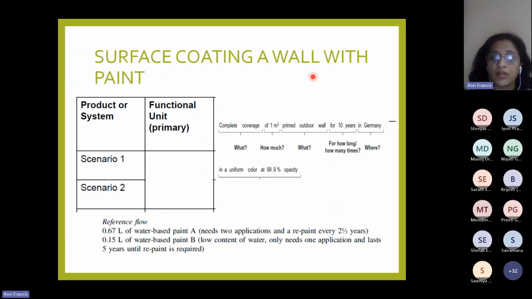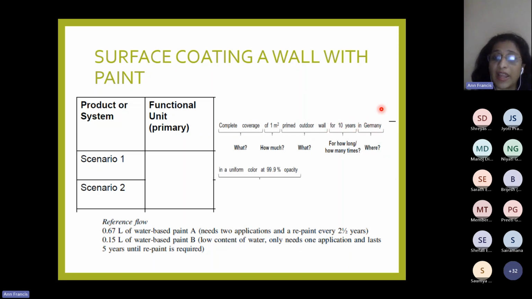Now, if we talk about painting a wall, a very simple thing, I'm considering two different paints. I have multiple painting options available, but when I'm defining the functional unit to see which has lesser impact, I should be very clear what I am comparing. Here I'm comparing the amount of paint. I have two options, paint A and paint B. And I'm considering complete coverage of 1 meter square of primed outdoor wall for 10 years in Germany. So I need complete coverage. That's the thing. 1 meter square is my unit here, and it's an outdoor wall and I need the coverage to last for 10 years.